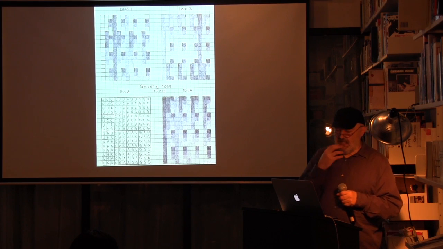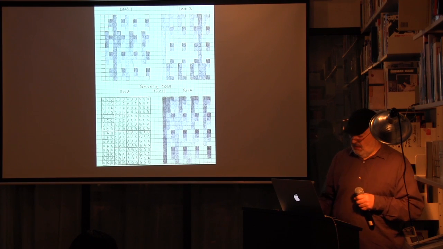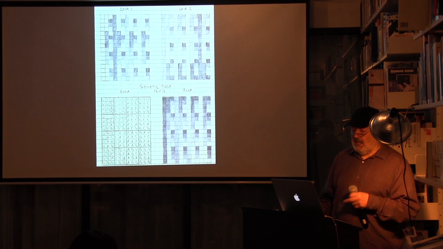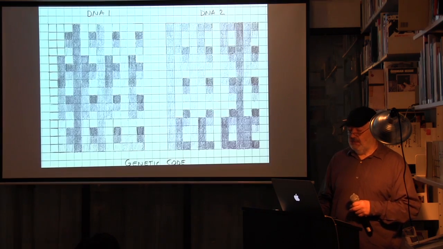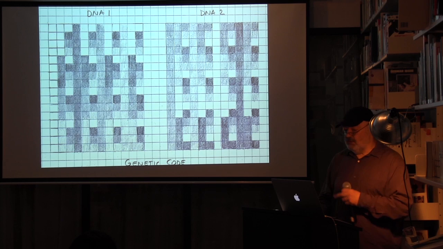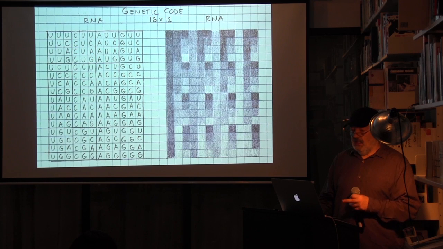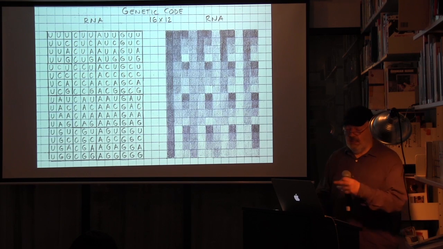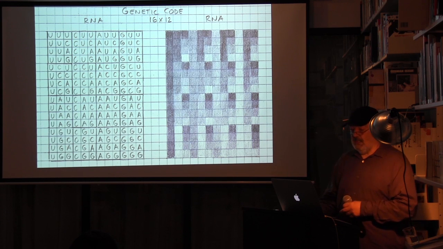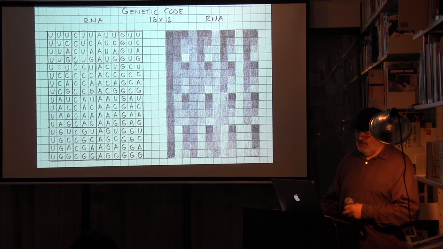Here, this is hand done. There are all three versions and one with the alphabet: DNA 1, DNA 2, and RNA in the alphabet representation and RNA in the visual representation.